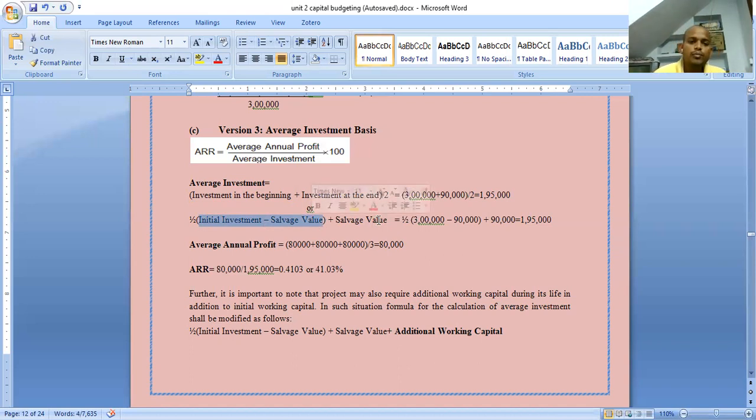So average annual profit is equal to 80,000, 80,000, 80,000 divided by 3, that is nothing but 80,000. So accounting rate of return formula: average annual profit by average investment 1,95,000, that is 0.4103 or 41.03 percentage. See, we are calculating rate, accounting rate of return. So the result will be in percentage.